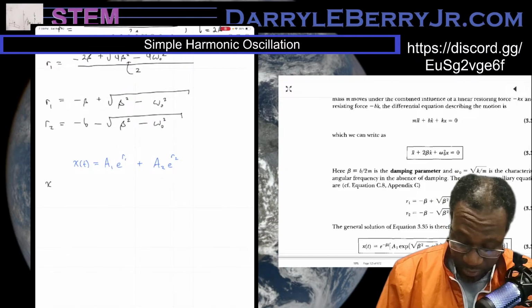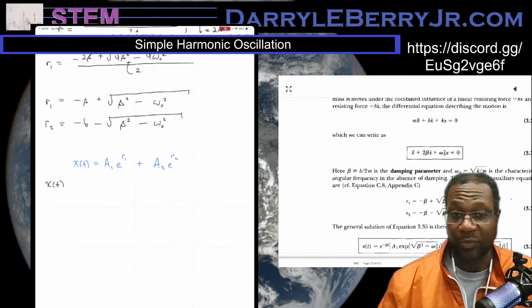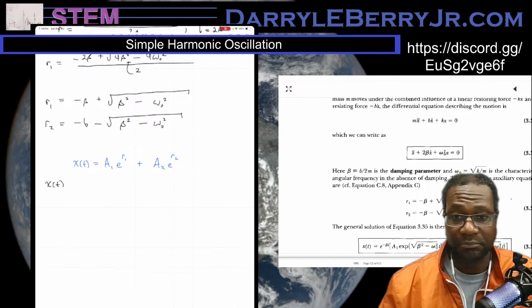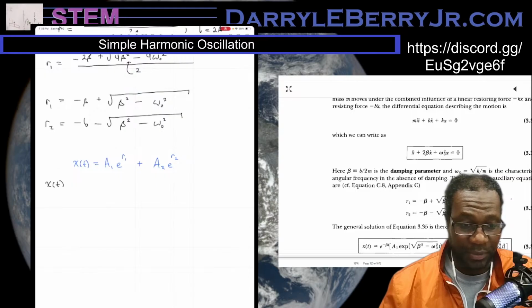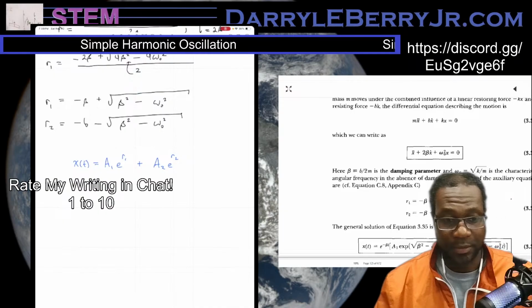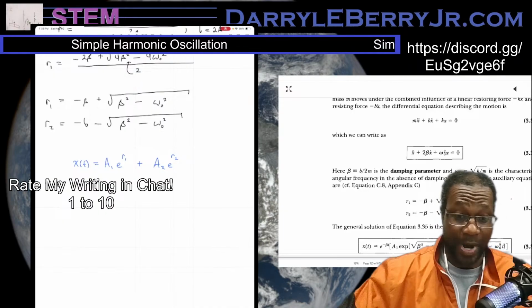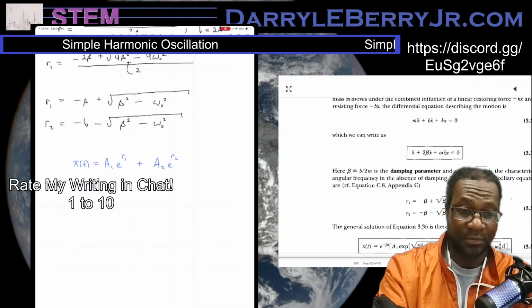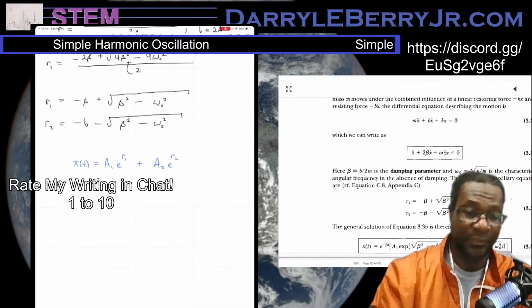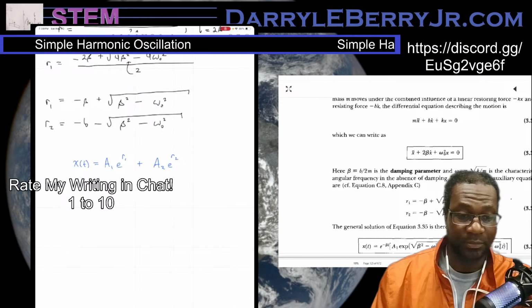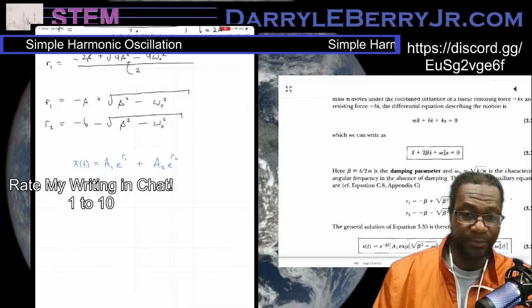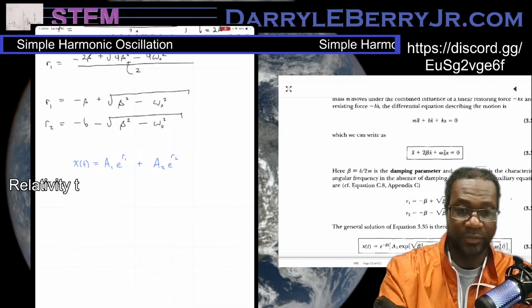So that means my solution becomes x of t. And remember, by the way, I'll do relativity soon. I think I have an extra thing here. Maybe I'll just, you see I'm writing a lot better in text. So I'll rename, I mean, repurpose this as relativity next.